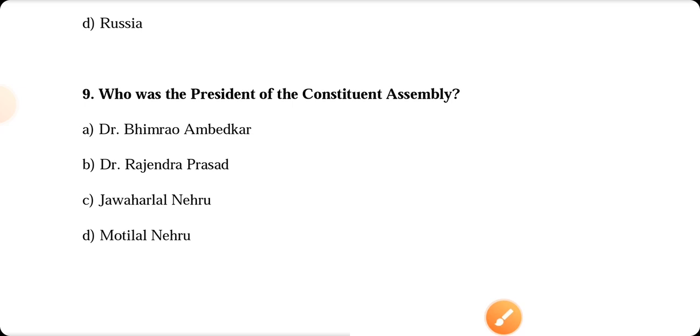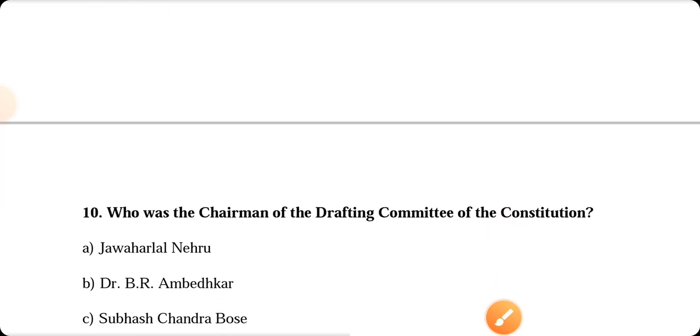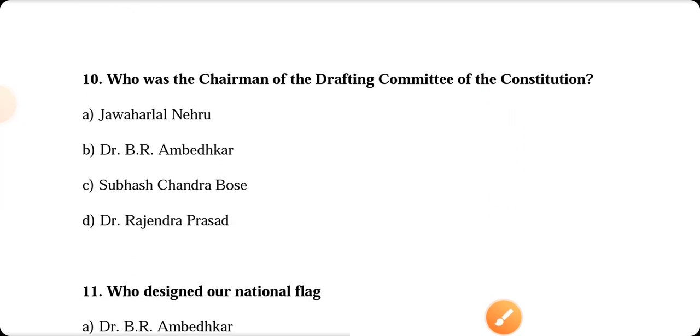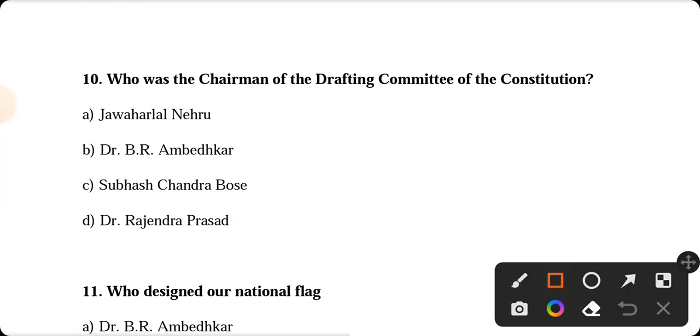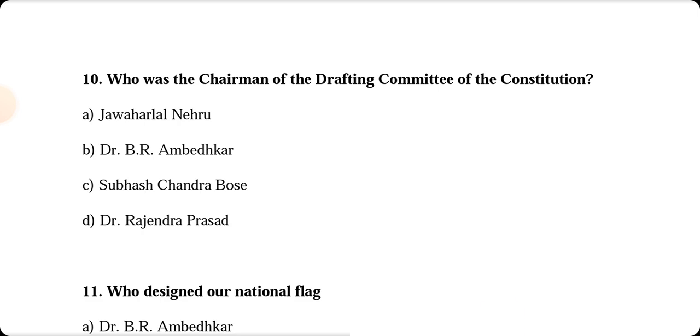Who was the president of Constituent Assembly? The president or chairman of Constituent Assembly was Dr. Rajendra Prasad, whereas vice president was H.C. Mukherjee. Who was the chairman of drafting committee of the Constitution? Dr. B.R. Ambedkar is the chairman of drafting committee and he is considered as the chief architect of the Constitution of India.